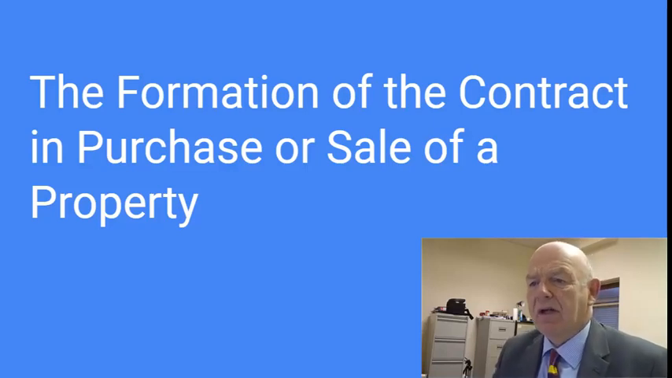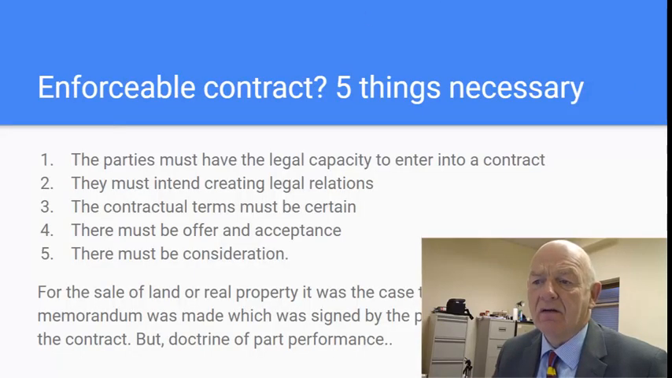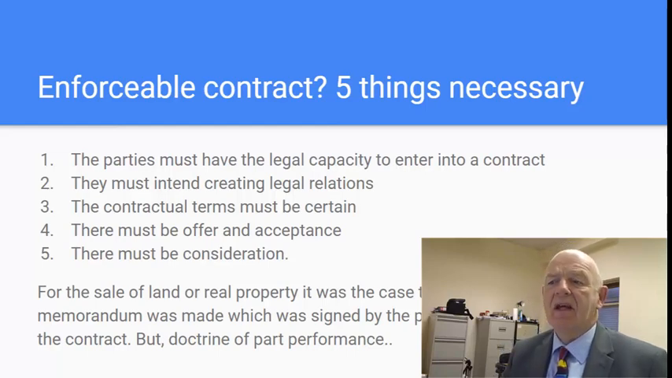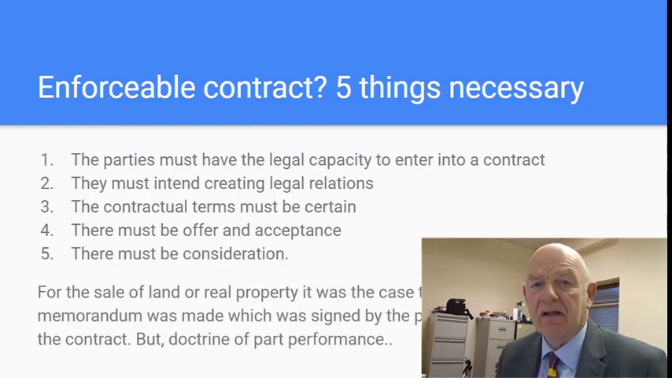Okay, in this video I'm going to take a look at the formation of the contract in the purchase or sale of a property. So how is a contract actually formed and what's necessary? In order to have an enforceable contract, there are 5 things necessary. Firstly, the parties must have the legal capacity to enter into a contract.